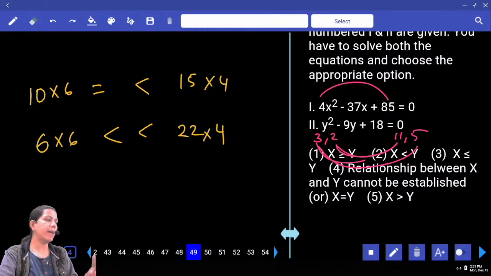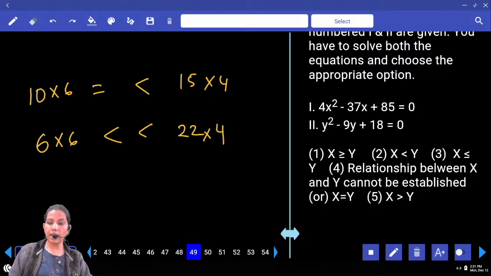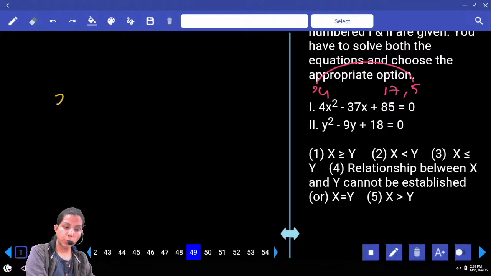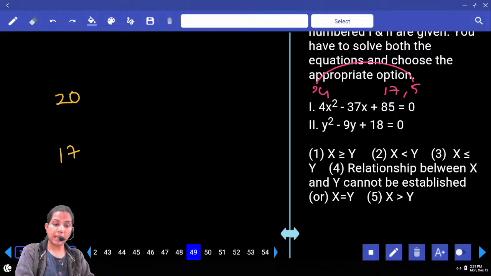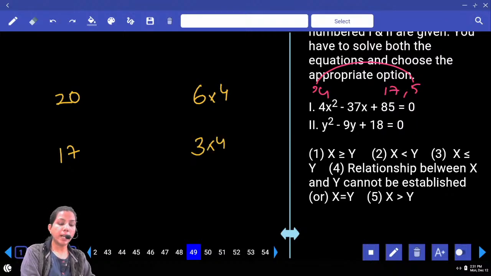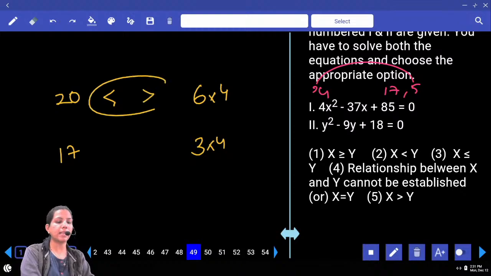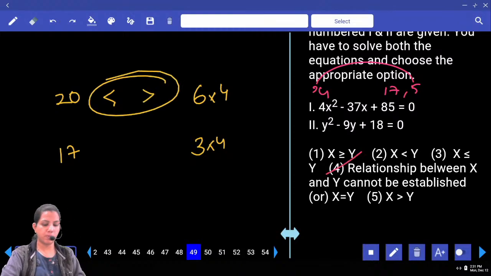If positive roots come, the comparison is easy, but if negative roots come, verify a little. Both are negative, then verify more clearly. Next question number 49. It is 17 5s. 5 4s are 20. It is 20 and 17. Next it is 18. 6 3s multiply with 4 and 4. So 20 is less than 24, but 20 is greater than 12. So no relation, fourth option.